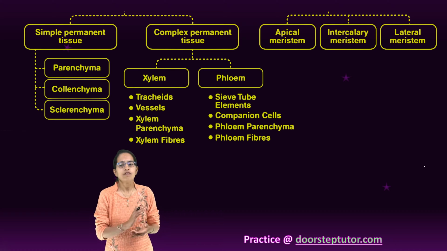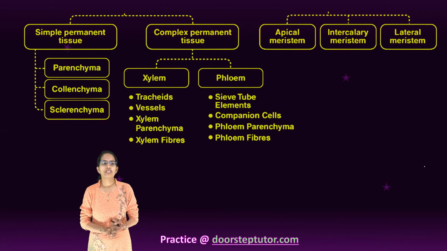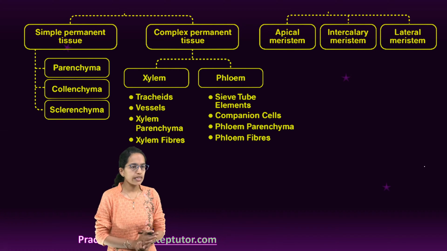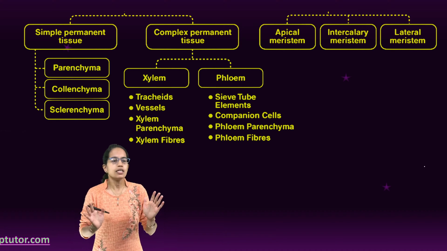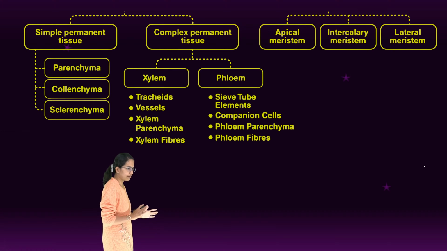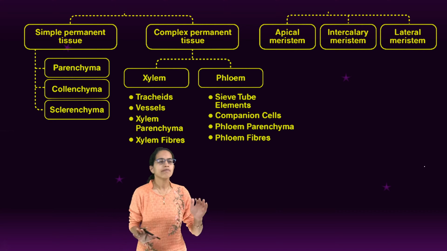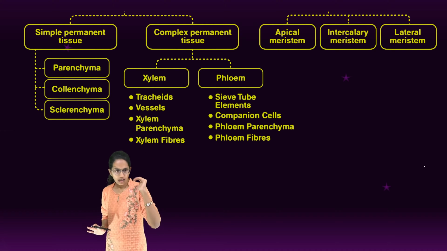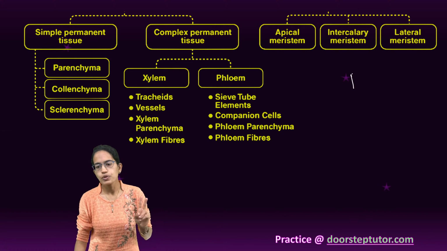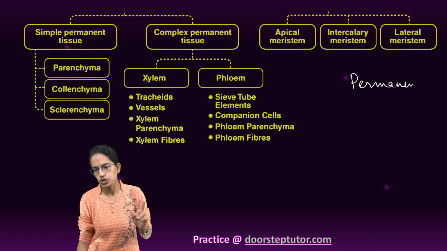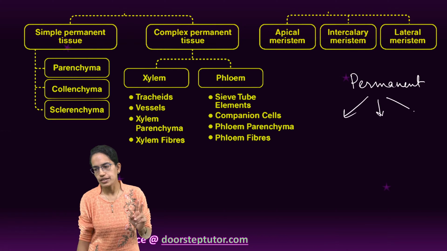Coming next, we move to another classification which is permanent tissues. Now permanent tissues are divided into simple permanent and complex permanent. Complex permanent would include xylem phloem, which we would understand in a while. Then we have the simple permanent tissues. Simple permanent tissues can be classified into three types.